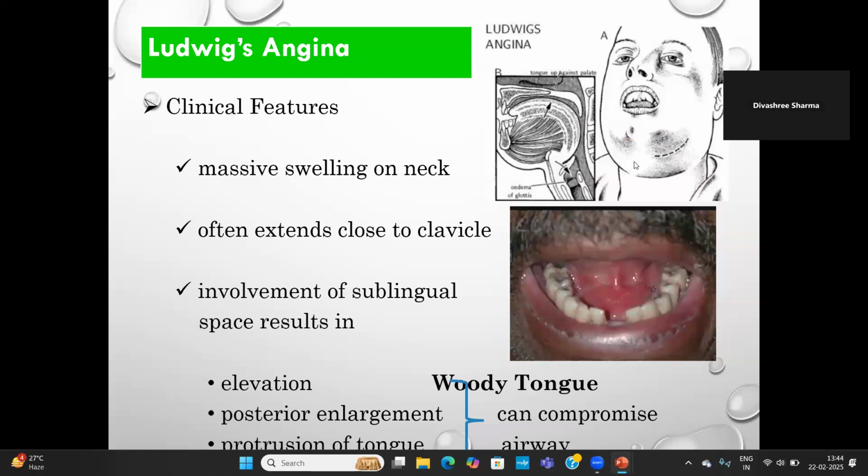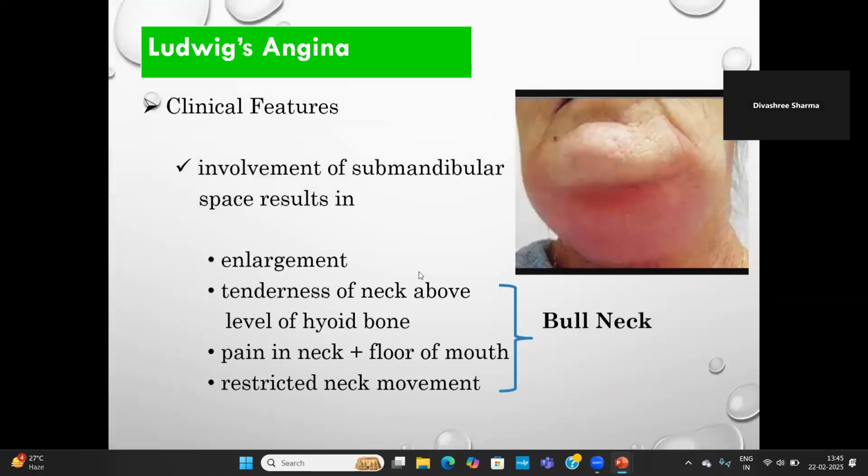What are the clinical features? There is massive swelling in the neck, which often extends till the clavicle. The involvement of the sublingual space results in elevation of the tongue, posterior enlargement of the tongue, and the protrusion of the tongue, which causes the tongue to become woody, and this swollen woody tongue can compromise the airway.